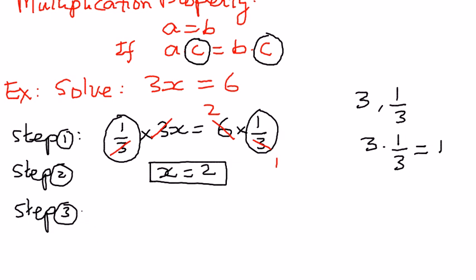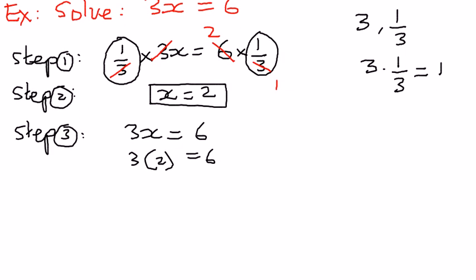So in step number 3, we're going to take the given equation 3x is equal to 6, and substitute the value of x as 2 now. 3 times 2 is equal to 6. The value we have on the left hand side, if we multiply these two numbers out, 3 times 2 is 6, and the value we have on the right hand side is 6.